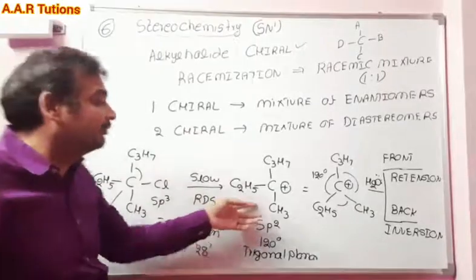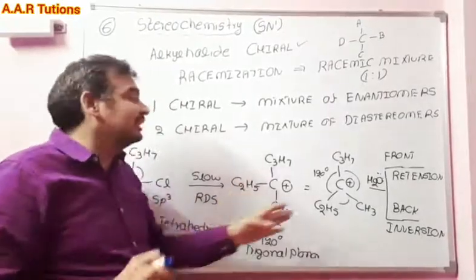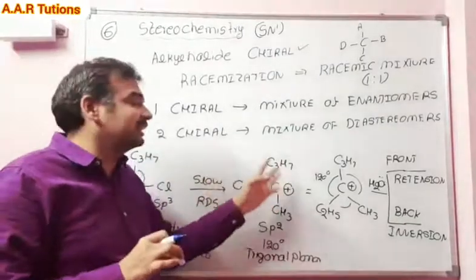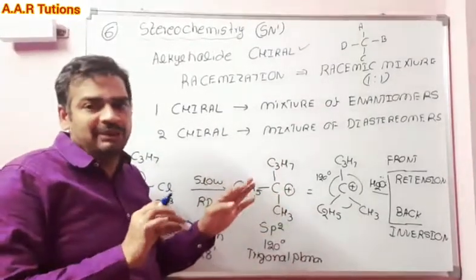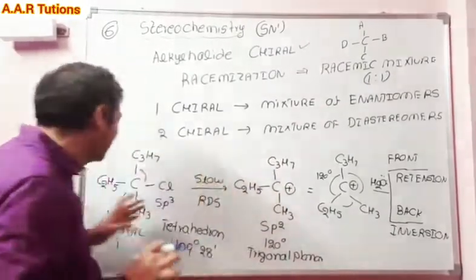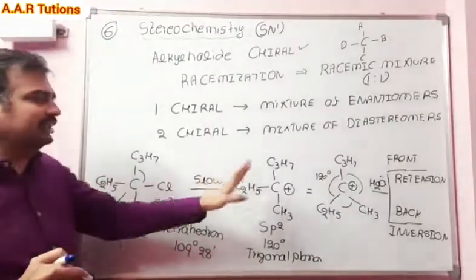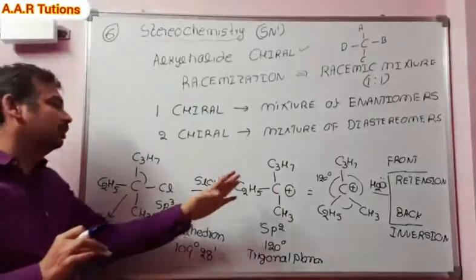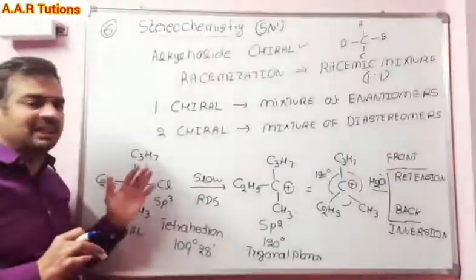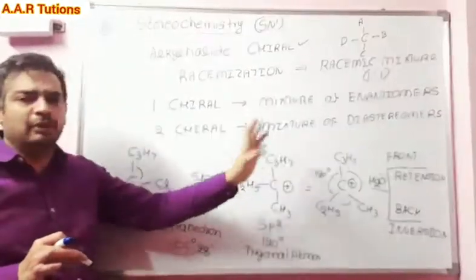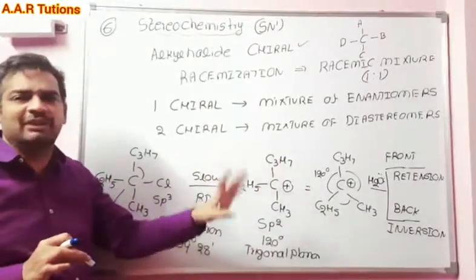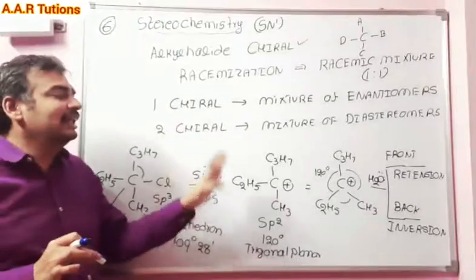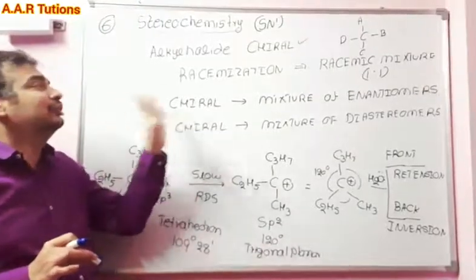This situation will not arise if the three groups are the same; then we get only one isomer. If the carbon is not chiral, there is no question of front and back. It is only possible in the case of a chiral carbon. If it is not a chiral carbon, there is no front, no back, no retention, no inversion, only one isomer. Only in the case of chiral carbon do we get two isomers, which relates to stereochemistry.